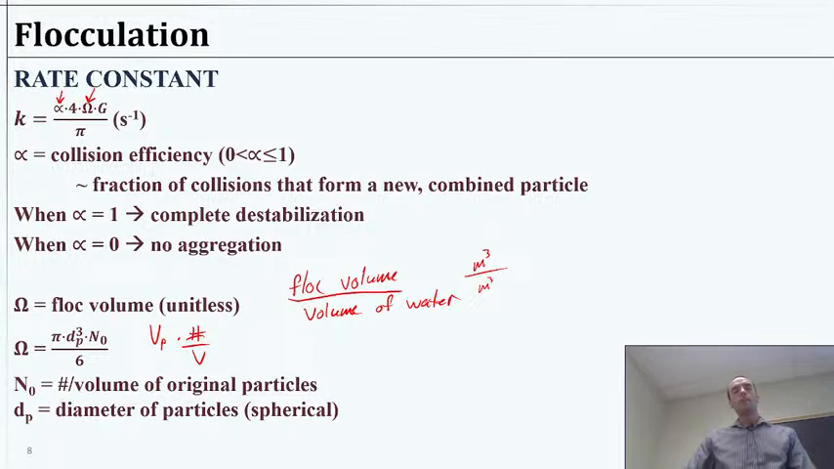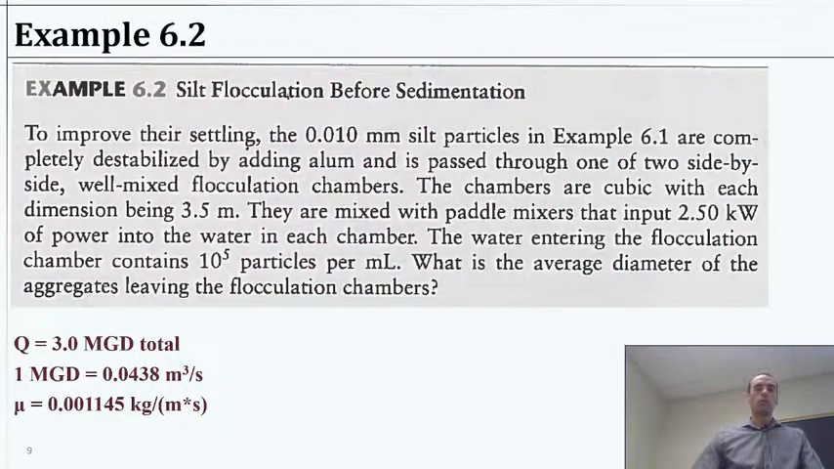So flock volume is pretty easy to get wrong given the unit conversions, but it's pretty simple and straightforward in terms of what it actually means. Okay? Does that make sense? Okay, so with that, we've got the G, we've got this flock volume, and we've got this collision efficiency. That should give us everything we need to solve for K and therefore solve a problem. So get some paper out and work on this problem.